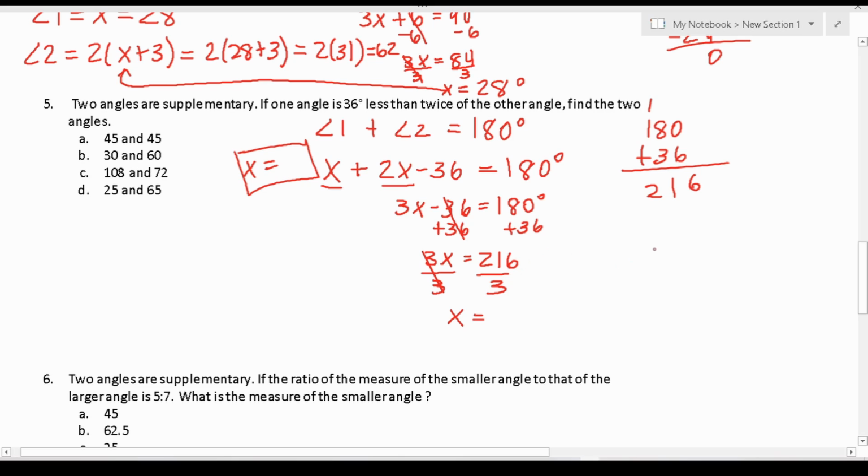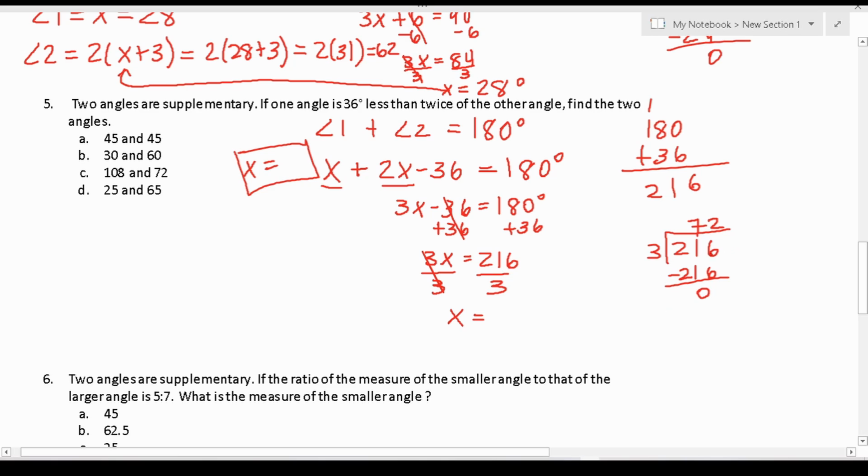As you may recall, we can regard this fraction as long division. Notably, we can regard it as 216 divided by 3, and this one's pretty straightforward to do. Just take a look at this. 3 goes into 21 7 times. 3 goes into 6 2 times. Therefore, 3 times 72 will be 216.